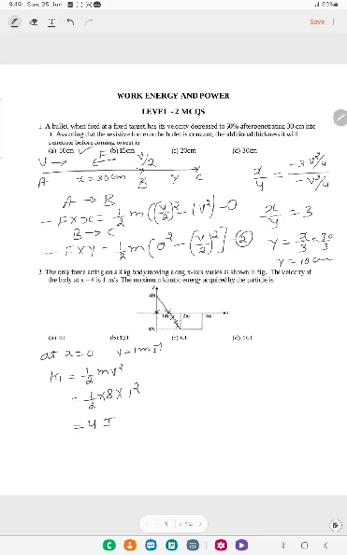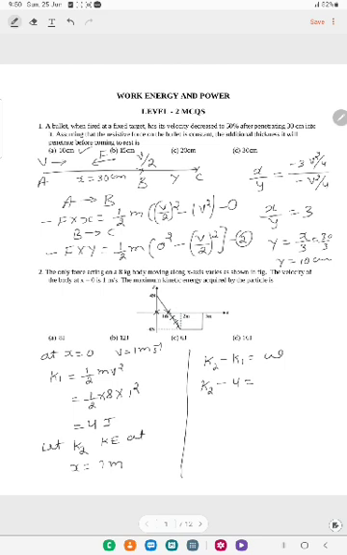Then let K2 be the kinetic energy at x equal to 1 meter. So at this point, K2 is the kinetic energy that we need to calculate. Now apply the work energy theorem between x equal to 0 and x equal to 1. What does the work energy theorem say? K2, the final kinetic energy, minus initial kinetic energy is equal to work done. So K2 minus initial kinetic energy 4 is equal to work done.